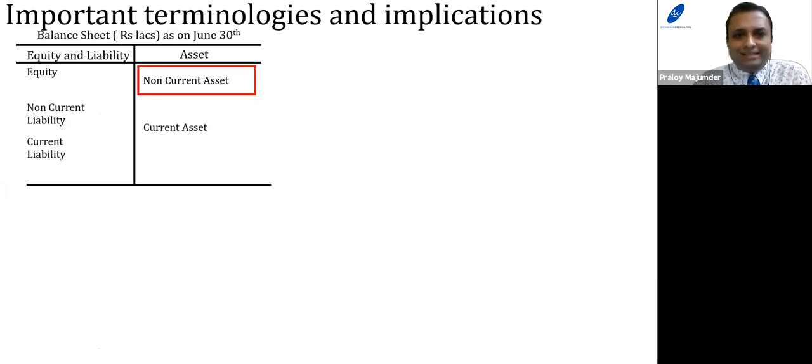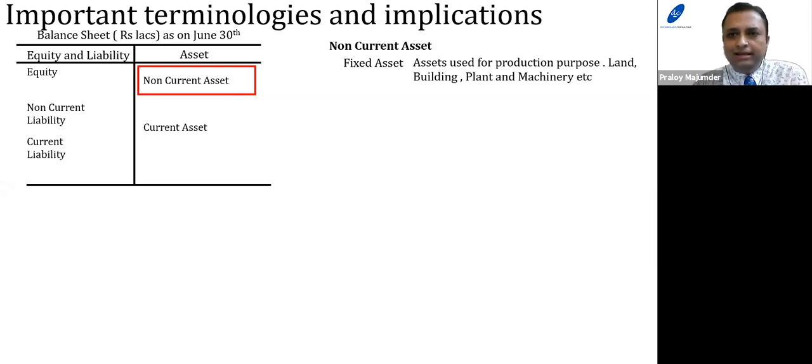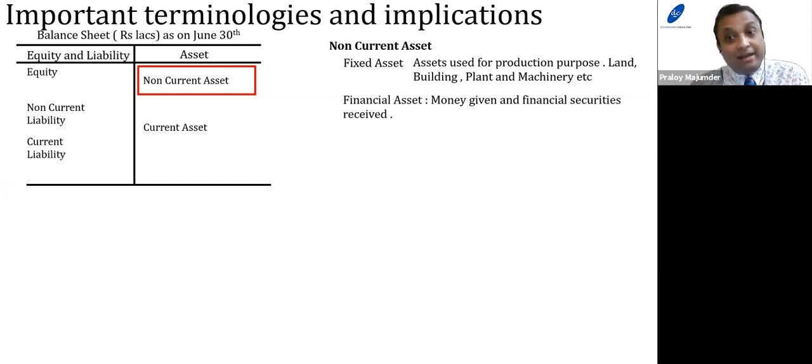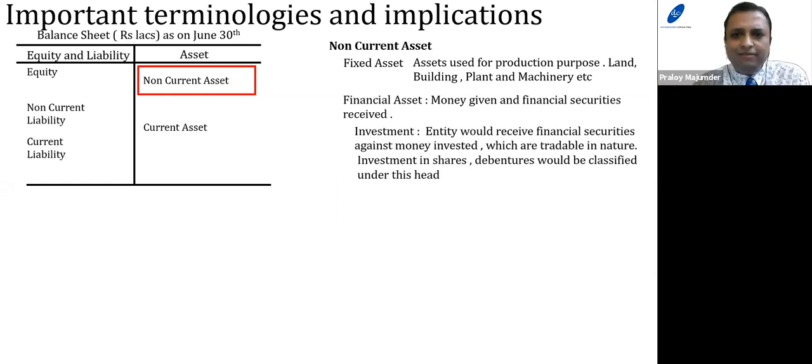Now we'll talk about the asset side. Now, assets we will be segregating into 2 parts, current and non-current. In non-current assets, we get something called fixed assets. These are assets used for production, for example land, building, plant and machinery, etc. Next is financial assets: money given and financial securities received, where the money would be realized into cash after 1 year. Suppose I have invested in shares which I will sell after 1 year. In that case, it will come under financial assets.